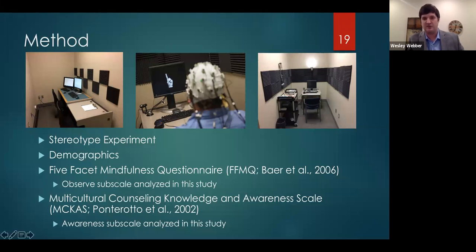So again, this is a picture from a different experiment, but you can picture the participants seeing the stimuli that I'll be discussing while the EEG data is collected here. And this is just a zoomed out picture of the data collection room.